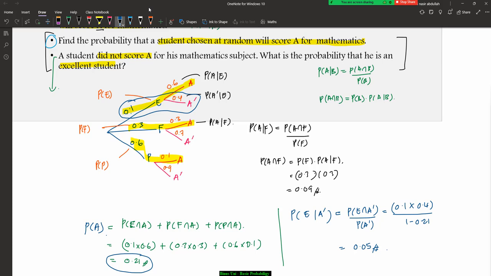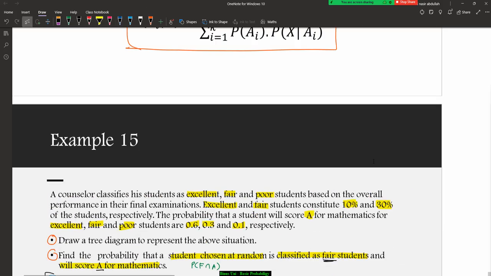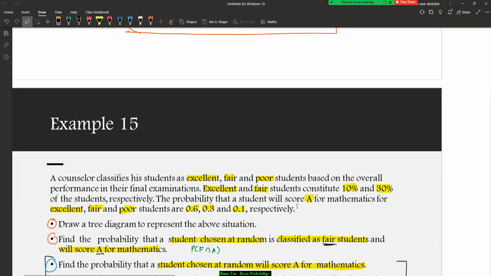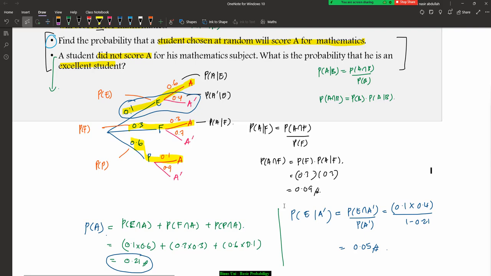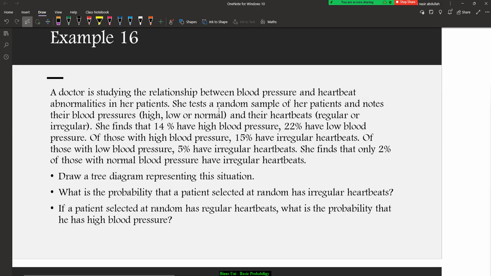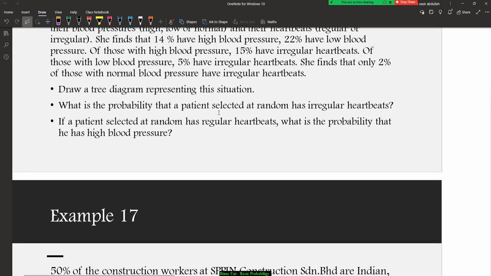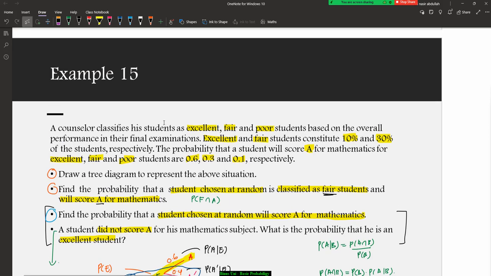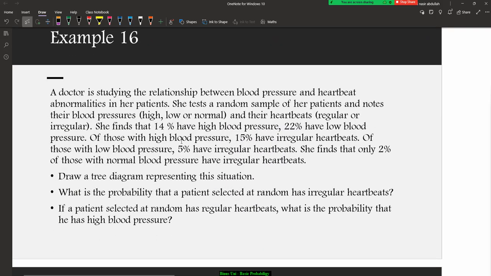So this is basically the Bayes theorem in a simple way. You don't need to remember the theorem directly, but you need to understand it. If you have this kind of question, I think this is a very basic and direct way to solve Bayes theorem. So I'm going to leave you examples number 16 and 17 to practice. Basically, these examples are the same concept as example number 15. You can practice by yourself.